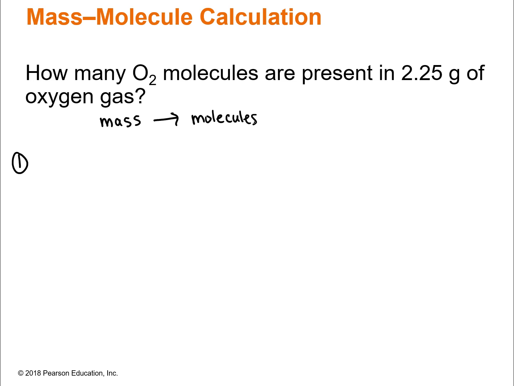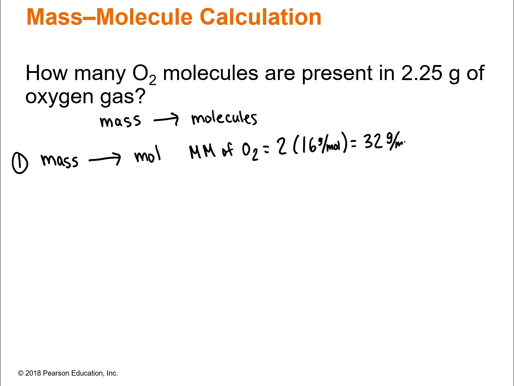So we're starting with the mass and converting that to moles using the molar mass of oxygen. The molar mass of oxygen is going to be 2 times 16 grams per mole, which is 32 grams per mole. That's why I like using 16 instead of 15.999, because I can do the math.